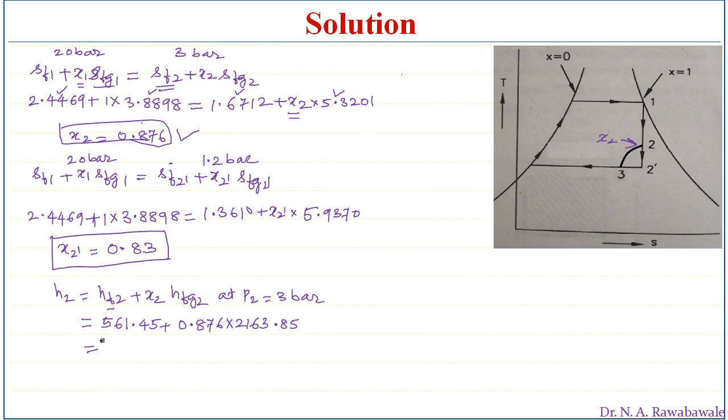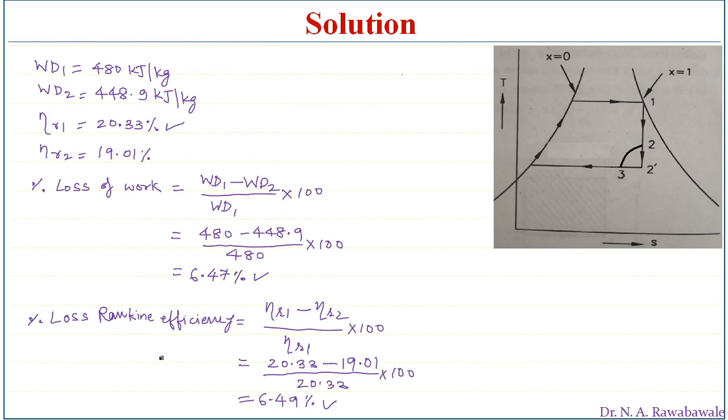On simplification we get 561.45 plus 0.876 times 2163.85, so this will be 2456.98 kilojoule per kg. By the graphical method we can obtain this using the Mollier chart.